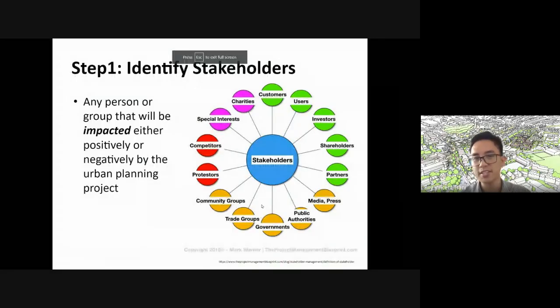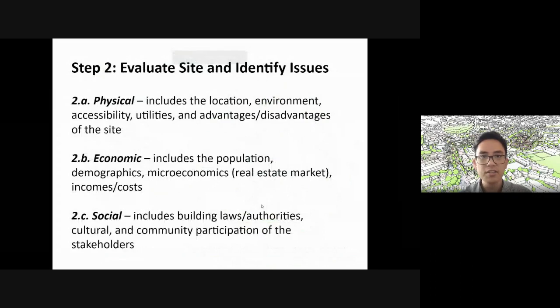I just wanted to know who my stakeholders are. The way I was taught at the University of Technology Sydney is that we divide the different issues of the site or any project into three: basically physical, economic, and social. What falls under the physical aspects are the location, the environment, what's existing on the site. Economics handles demographics, the behavior of the population, and then those microeconomic factors, real estate and businesses, how they locate. So those fall under economic.